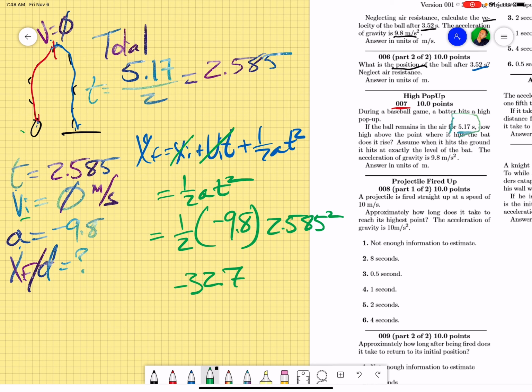Now, it doesn't ask about a position. It doesn't ask how far down it falls. It's really saying how high up does it get. So in this problem, you will actually have a positive answer. So you can not worry about the negative. It's just going to be a positive 32.74 for mine. Obviously, your numbers are different, but you'll have a positive answer for that problem.